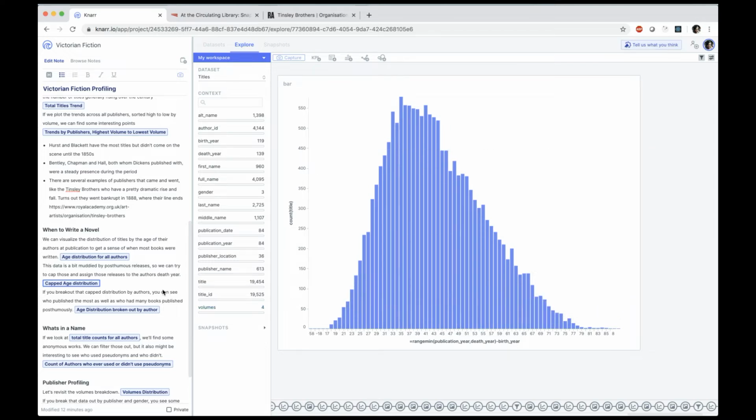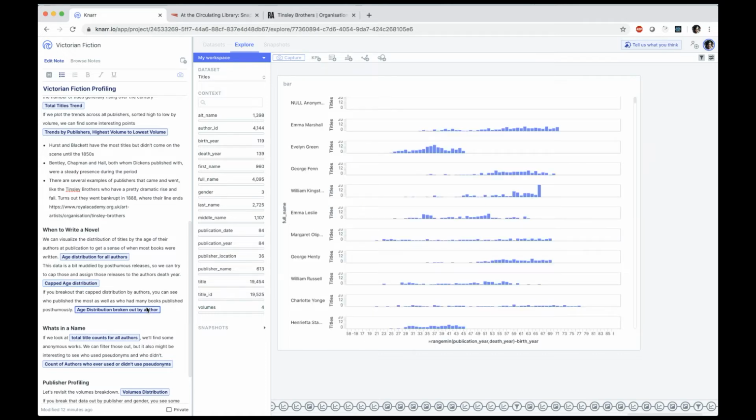Now, if we break this visualization out and actually do this by author, you'll see some interesting things. This is sorted from high to low for the authors based on number of titles they released. Null anonymous is the most, and we'll remove that later. And you can see there's no data because we don't have birth years and death years for authors who we don't know, so we can't calculate their age distribution.